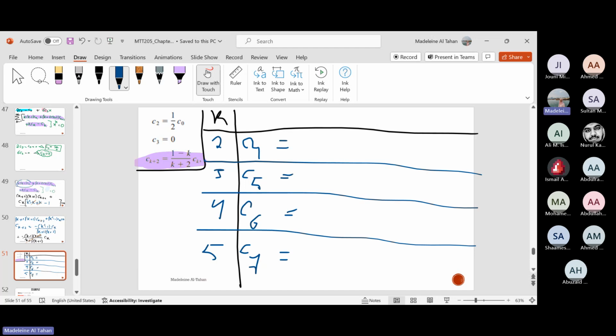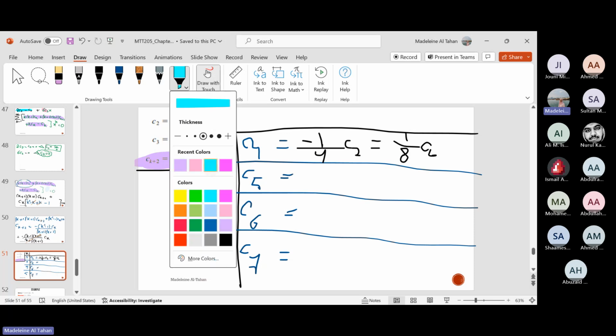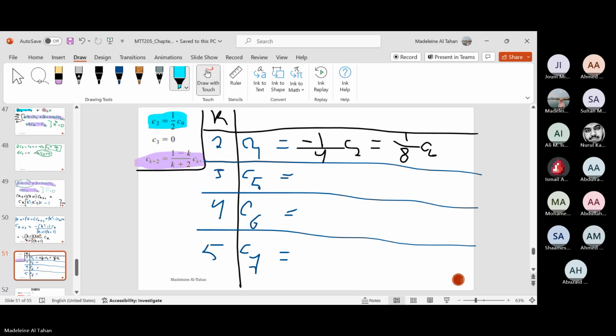Okay. Substitute, what will we get? K equal 2, it means that 1 minus 2, which is negative 1 over 4. And here, C2. What's C2, miss? We already have it as C0 over 2. Exactly. Again, all our answers should be in terms of C0 and C1.